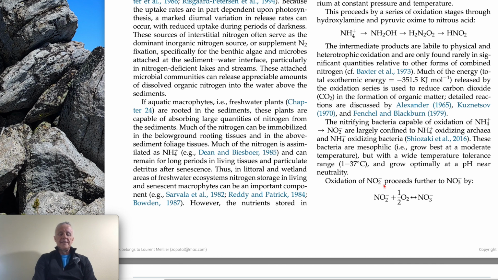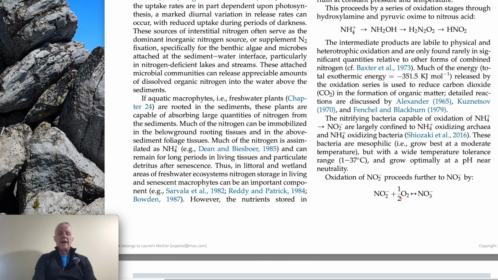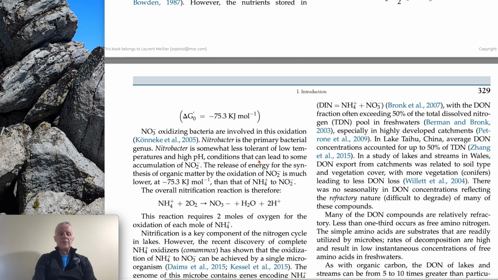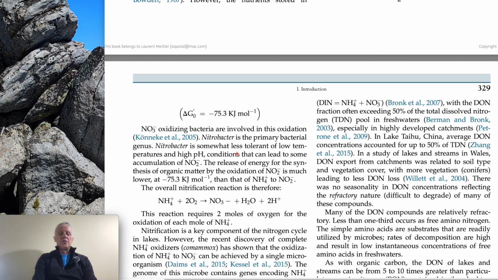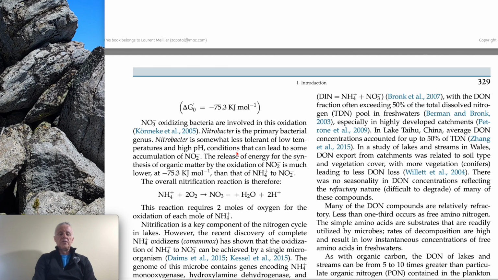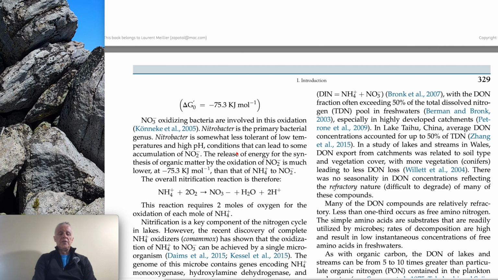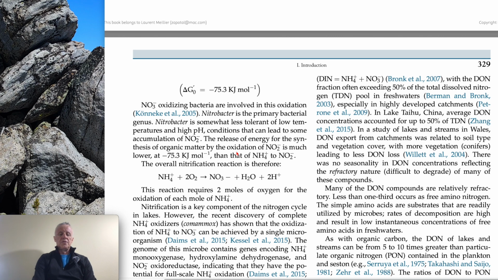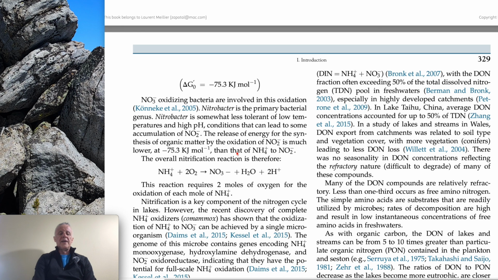Oxidation of nitrite proceeds further to nitrate by nitrite plus half of an oxygen is equal to nitrate, with a Gibbs energy of minus 75.3 kilojoule per mole. Nitrate oxidizing bacteria are involved in this oxidation. Nitrobacter is the primary bacterial genus. Nitrobacter is somewhat less tolerant of low temperatures and high pH conditions that can lead to some accumulation of nitrite.